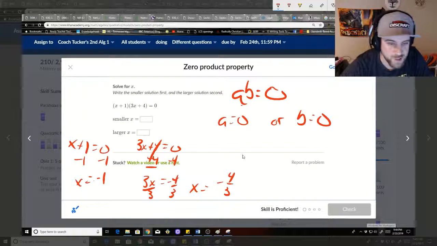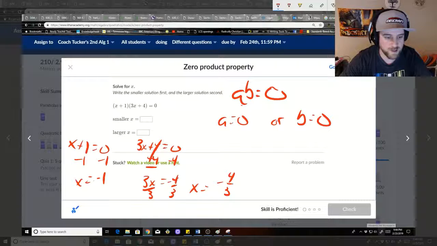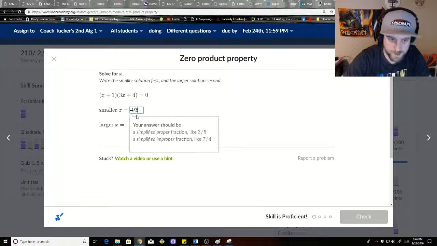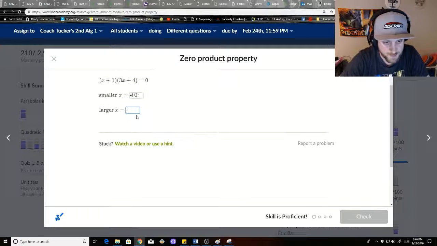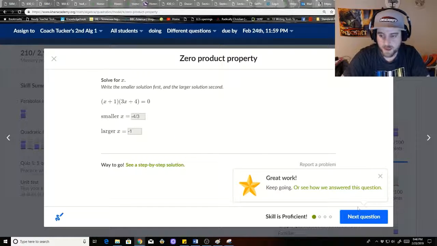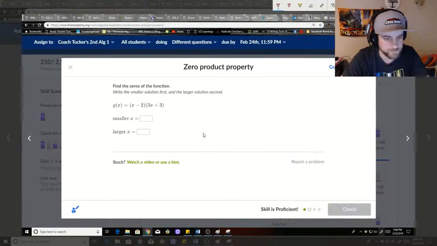So we're talking about the x's here. I'm going to now click off this so we can type in -4/3 and -1. -4/3 is the smaller x because it's further left on the number line. So -4/3 and -1. And there we go. I'll do one more of these before I move on.